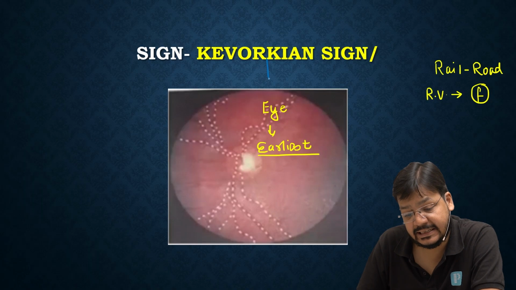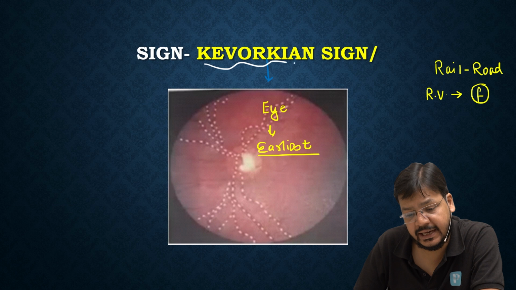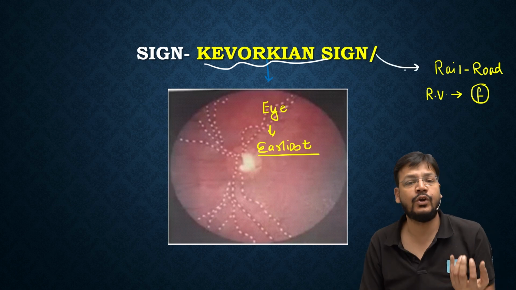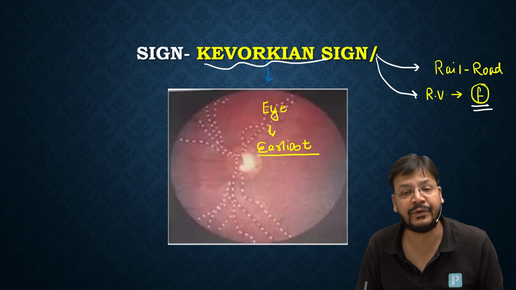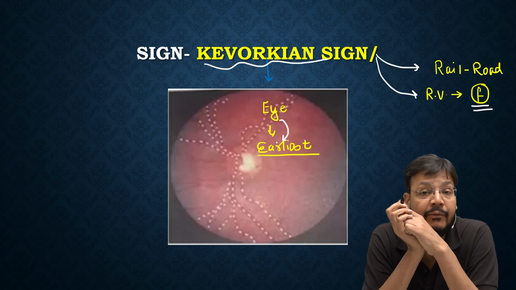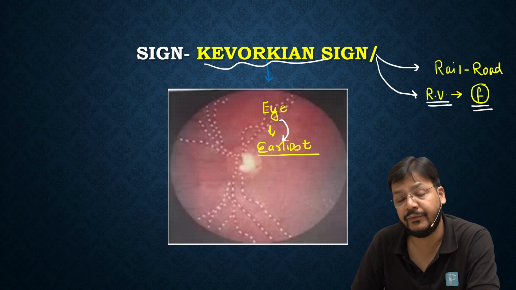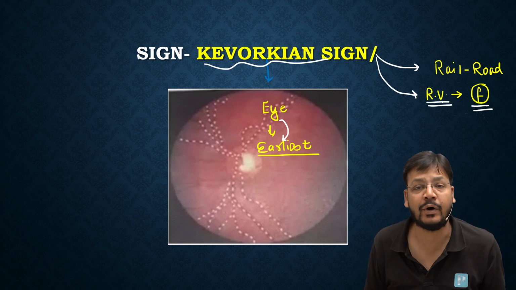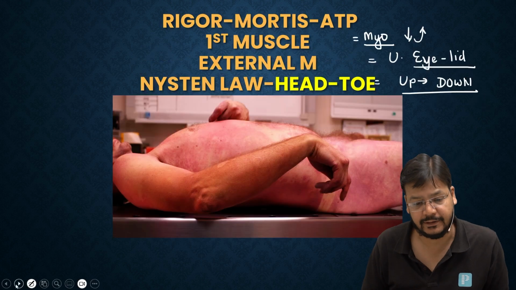Sir, this is the sign in the eye. What is the name of the sign? It is the Kevorkian sign, railroad phenomenon, or cattle trucking sign. Here, the retinal vessels are fragmented or segmented. In the eye, this is the earliest sign. The earliest eye sign after death is the Kevorkian sign.